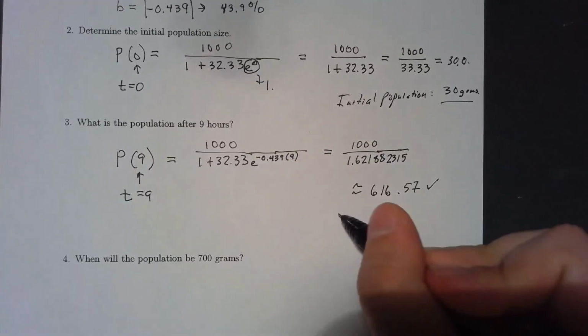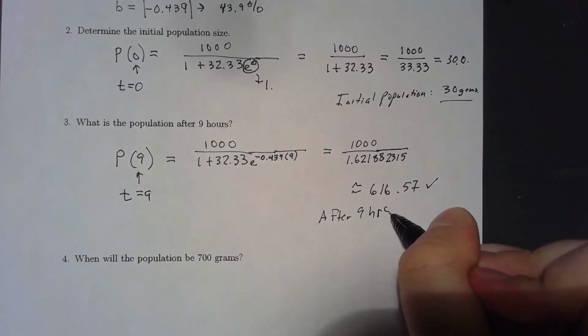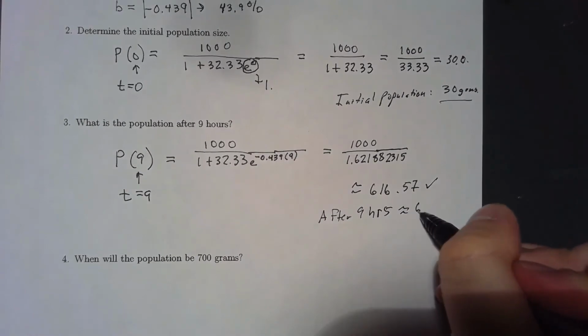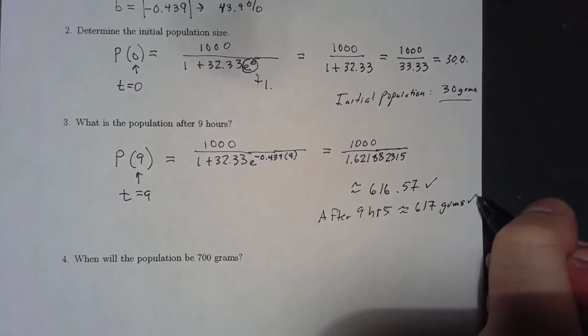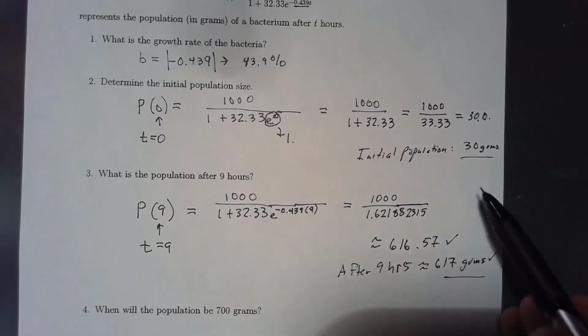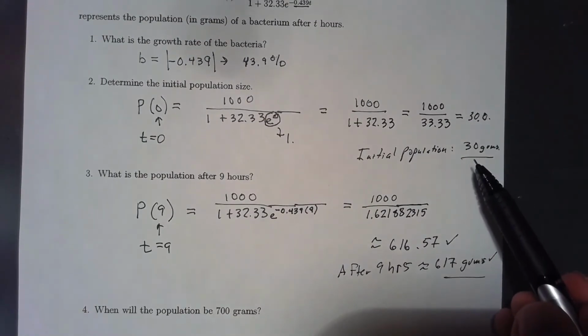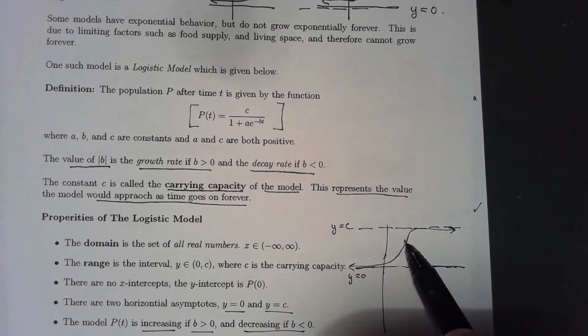So after 9 hours, it's approximately 617 grams. You know, initially it starts off pretty small, and that makes sense, right? Because a logistic model, just like an exponential model, starts off pretty small, grows really quickly, but then it levels off.